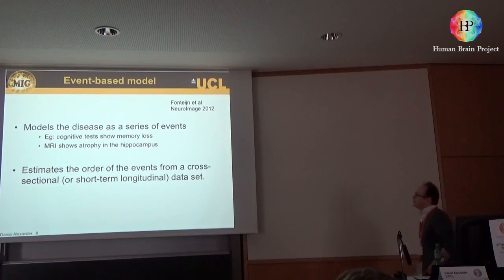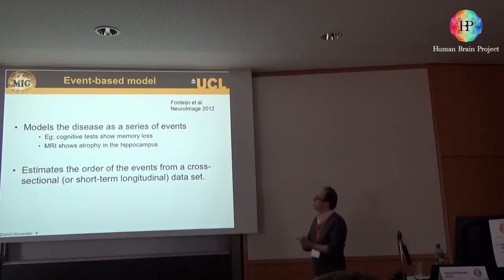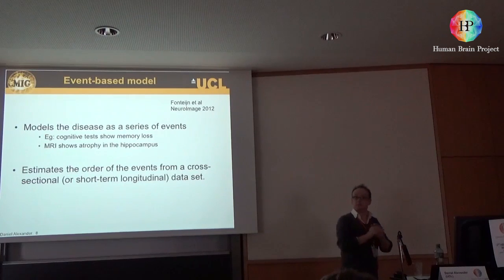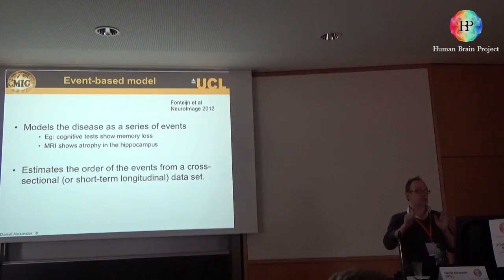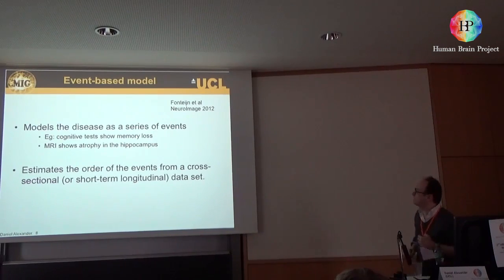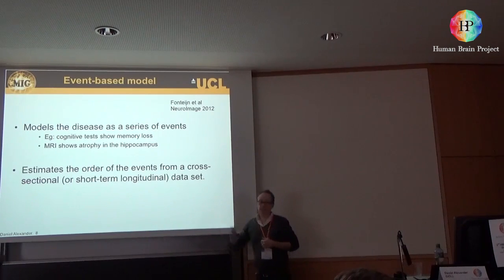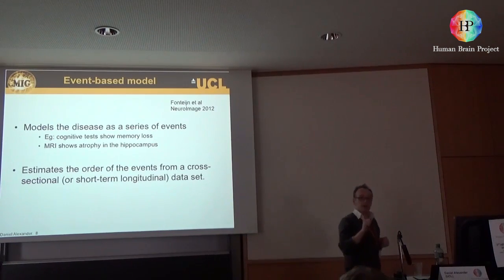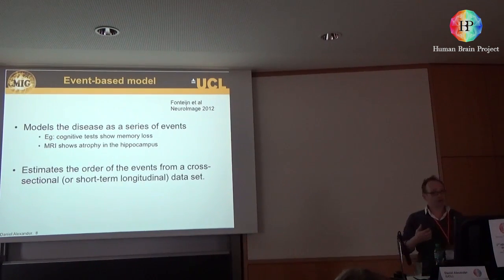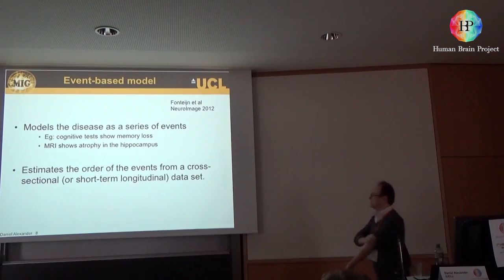Okay, so the event-based model. This models the disease as a series of discrete events, which typically are biomarkers switching from a normal value to a detectably abnormal value. And then basically what it does is to try to estimate the order in which those events occur from a cross-sectional or short-term longitudinal data set.